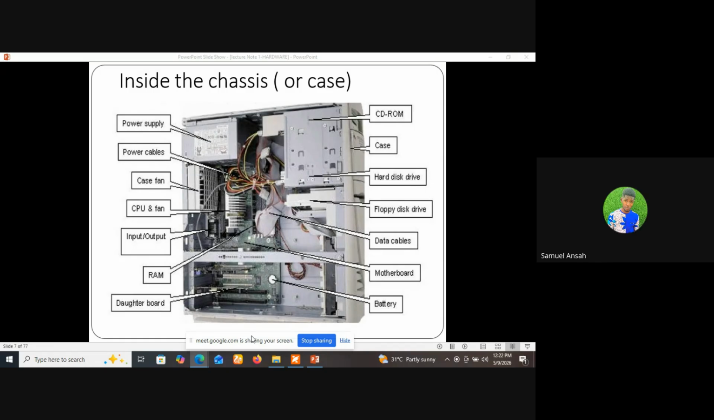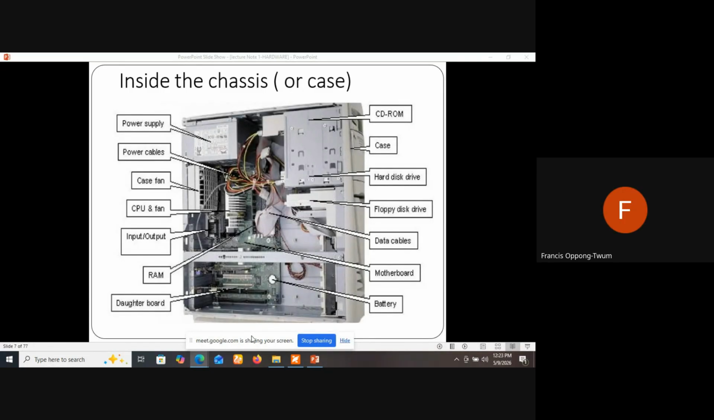The floppy disk drive. You can see the floppy disk drive. That is true. What else can you also see? I can also see the daughter board. Aside from the motherboard, there's a daughter board. Thank you very much. What else can you also see? We also have the battery.